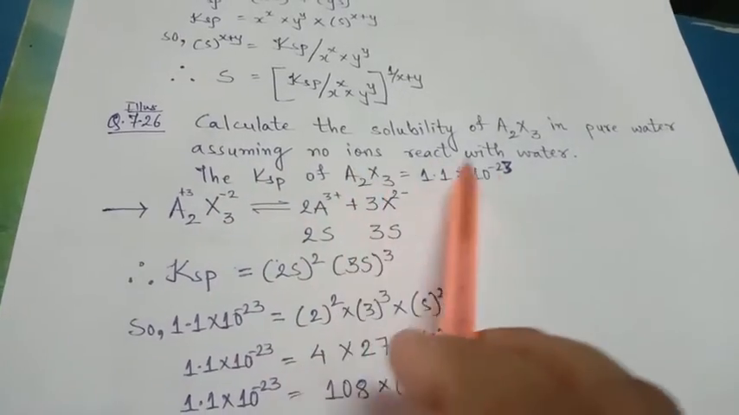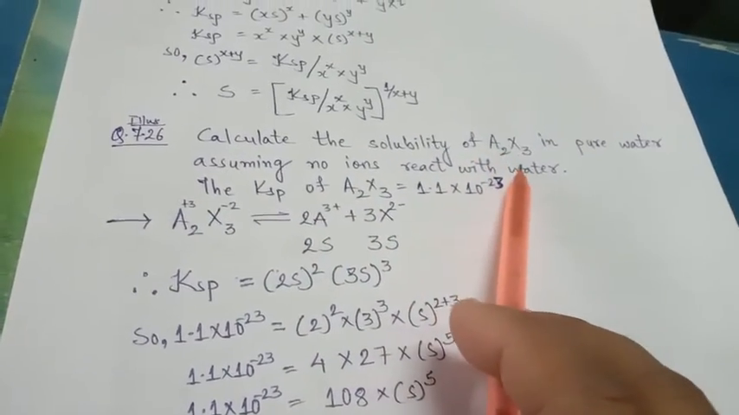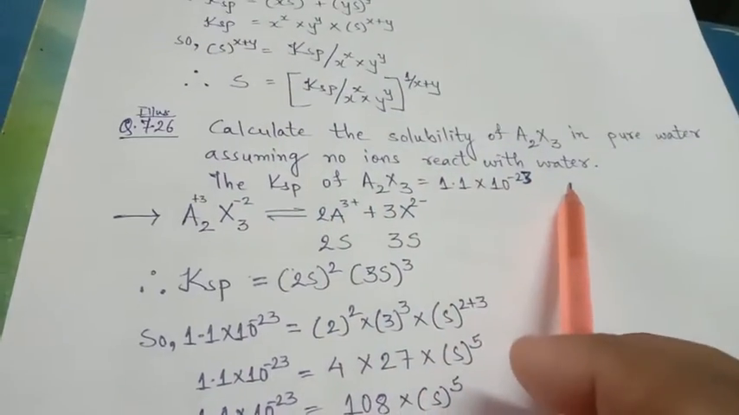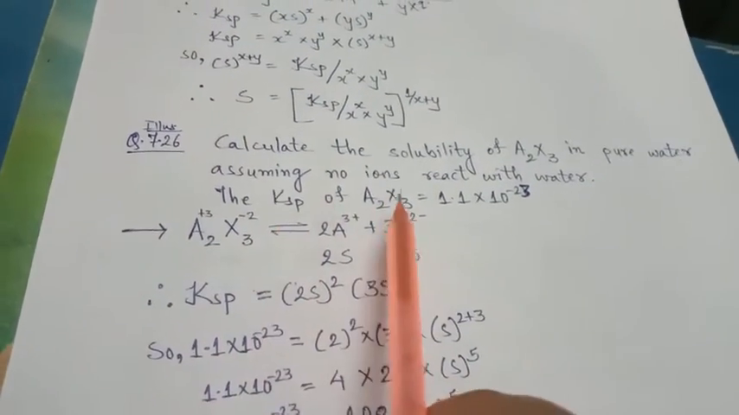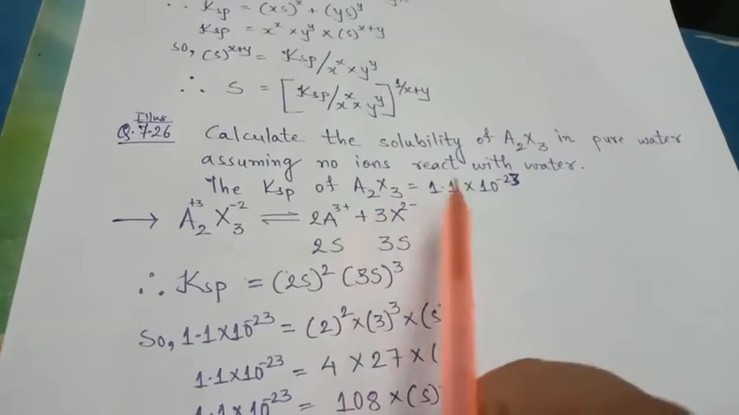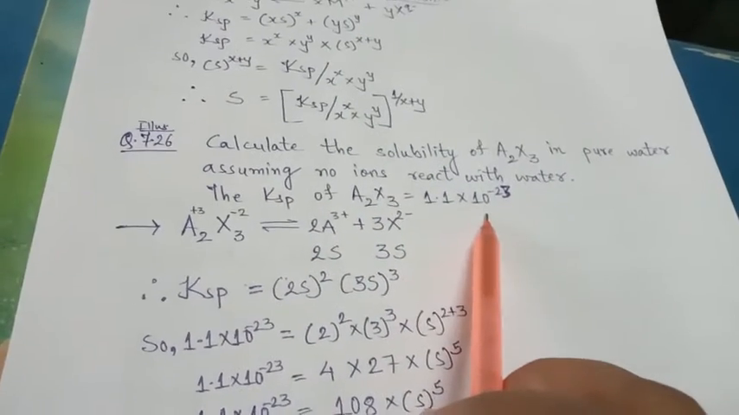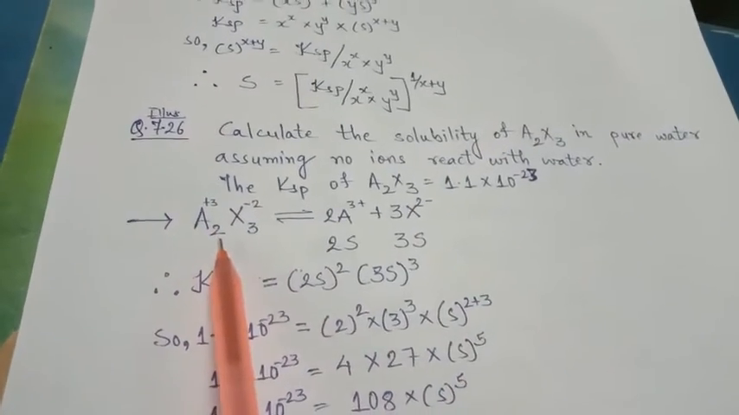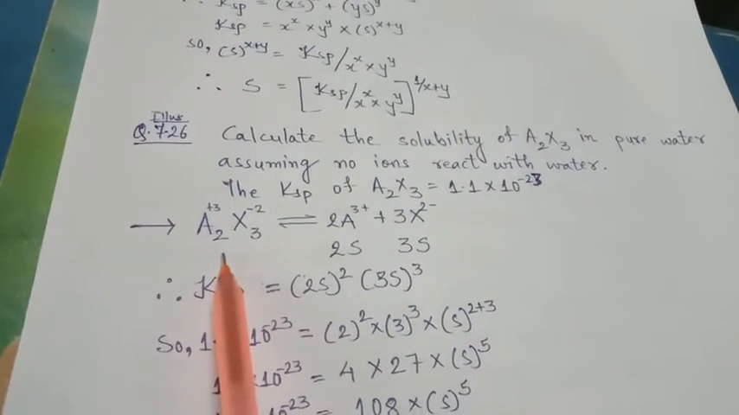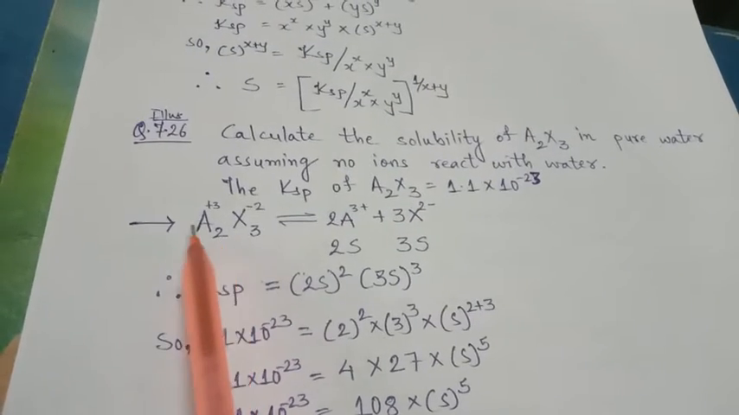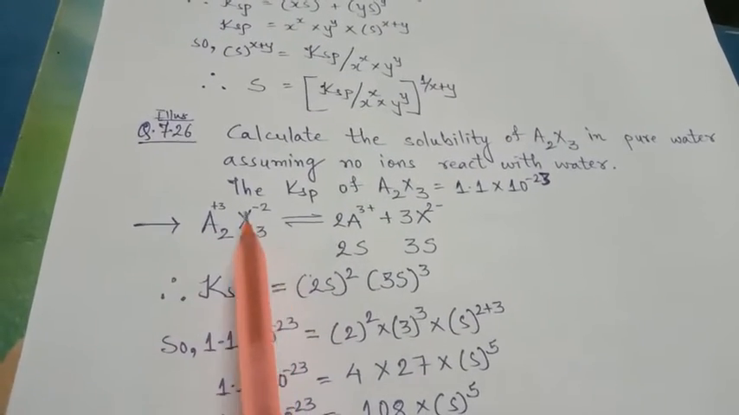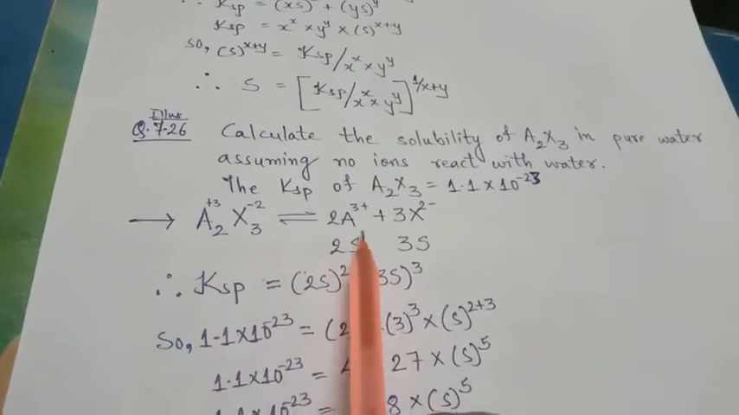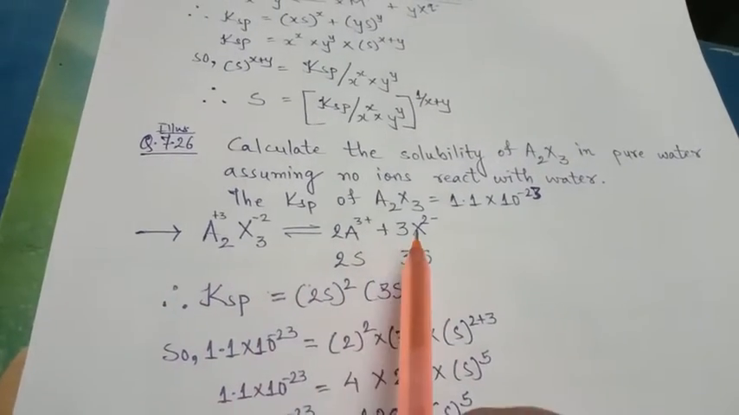Now let's have one solved numerical, so it will be a little easy for you to understand. Calculate the solubility of A2X3 in pure water, assuming no ions react with water, where the Ksp of the given compound A2X3 is 1.1 into 10 raised to minus 23. So here let us first write down the reaction. A2X3, when it dissociates, gives 2 times A plus 3 times X. This shows the coefficients, right? So 2 times A plus 3 times X.